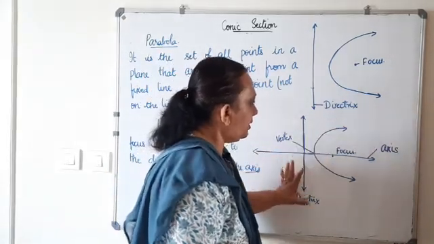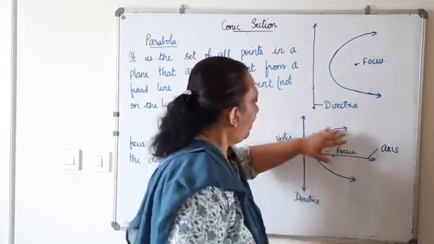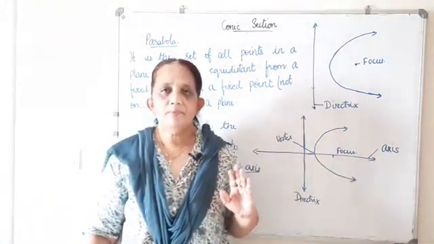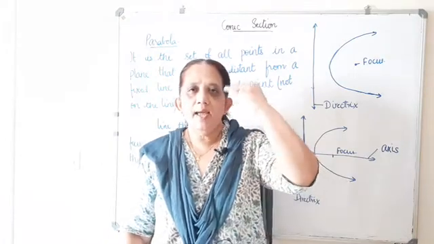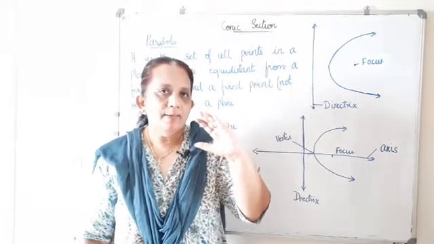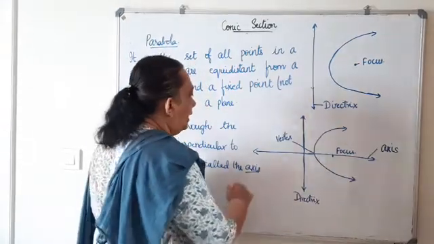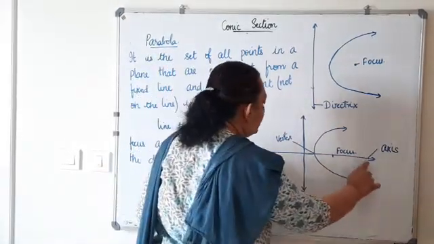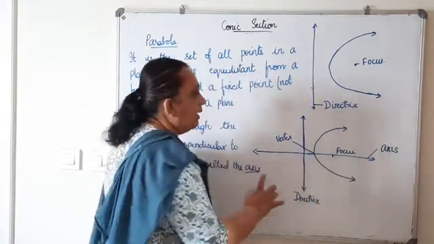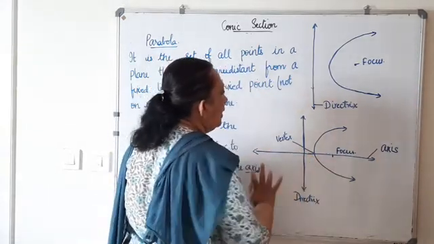In this picture, the axis is the x-axis. So we can say that this parabolic section is symmetric with respect to the x-axis. What do you mean by symmetric with respect to the x-axis? The area above the x-axis and the area below the x-axis are equal. That is called symmetry with respect to the x-axis. The line that passes through the focus perpendicular to the directrix is called the axis of the parabola, and in this case the axis is the x-axis. Here you have the vertex.